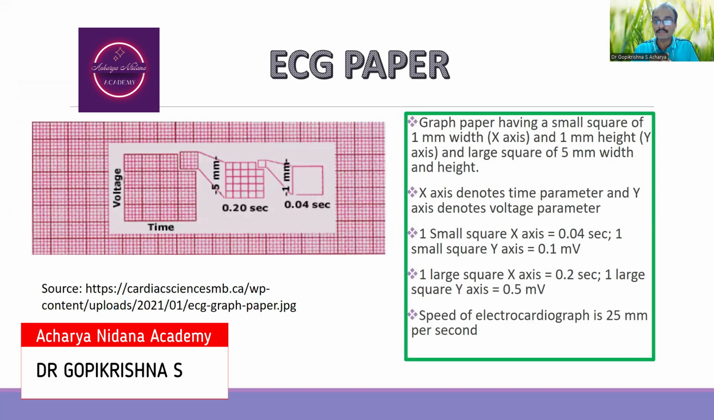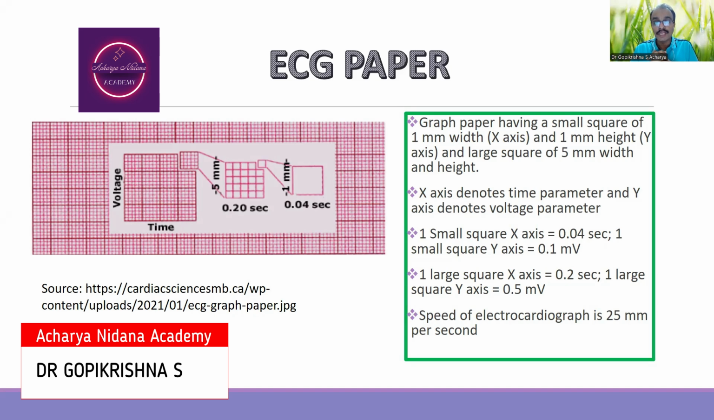When you think about ECG paper, it is nothing but a graph paper having one small square of 1 millimeter width and height and one large square having a width and height of 5 mm. The x-axis represents the time parameter, and the y-axis represents the voltage parameter.